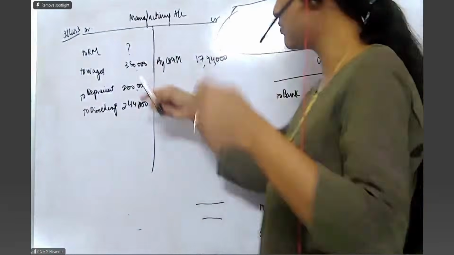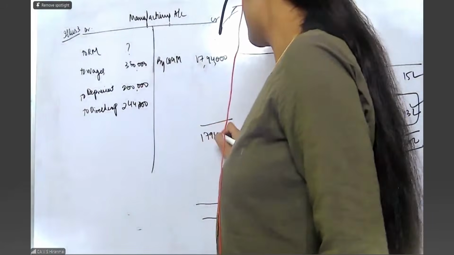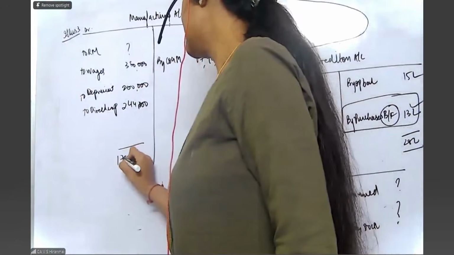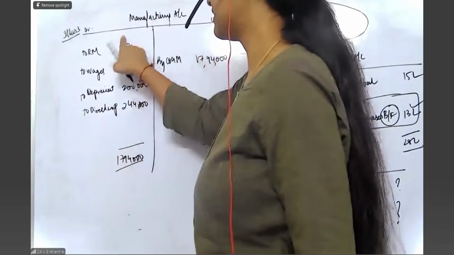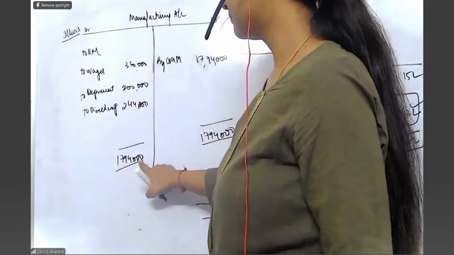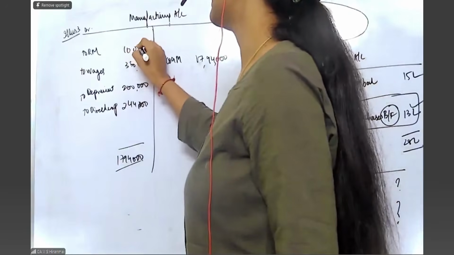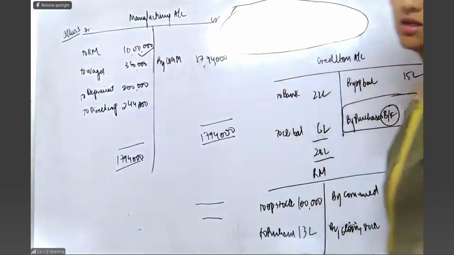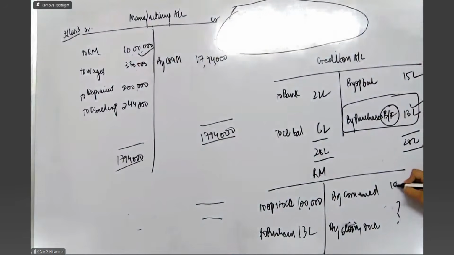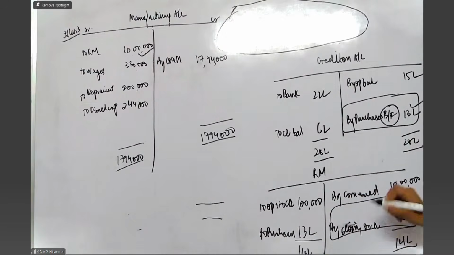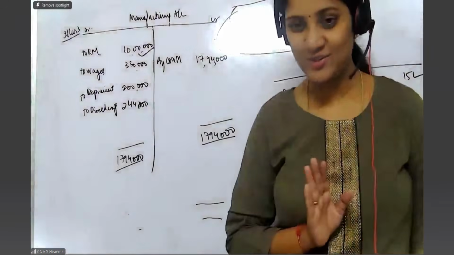Now, my dear students, if you balance this 17 lakh 94,000, now subtract the addition of all of these three. 15 lakh 50, 12 lakh, and the raw materials consumed comes to 10 lakhs. Now put that 10 lakhs here. What will be the closing stock? It will be 14 lakh total minus this 4 lakh is the closing stock. That's all. Now, my dear students, the question does not get over here.